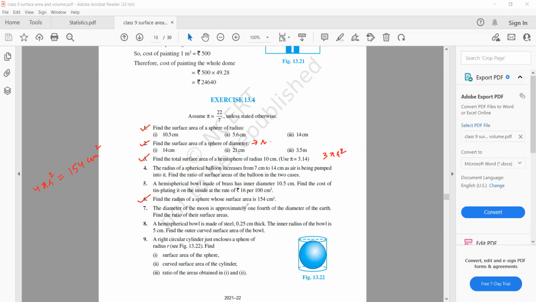Seventh, the diameter of the moon is approximately, okay, this I'll do. Hemispherical. Okay, this question sometimes comes in competitive exams also, this type of question, right? Ratio of the surface area. In exam also it can come. Okay, the hemispherical ball is made up of, okay, this also I'll do. All right, at least 1, 2, 3, and 6 are your homework questions. So let us do question number 4 now.